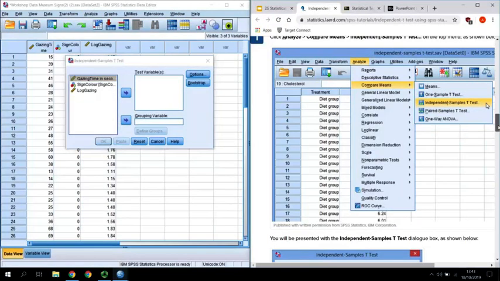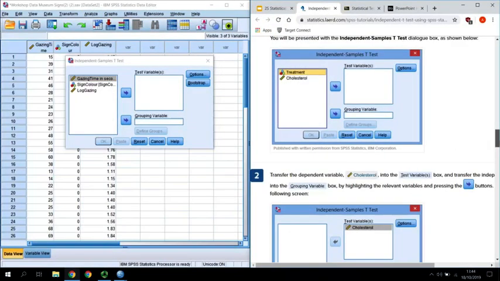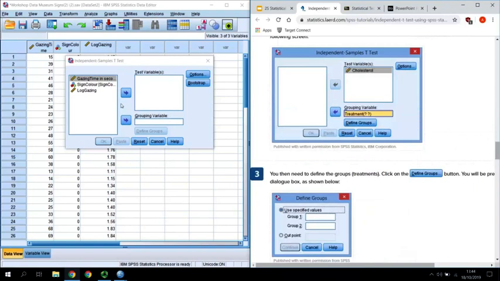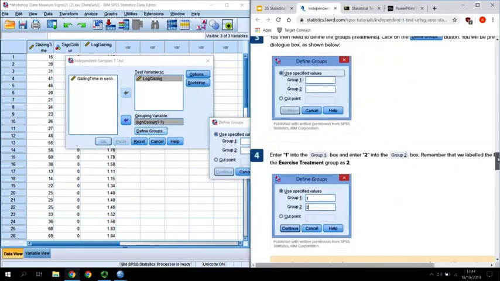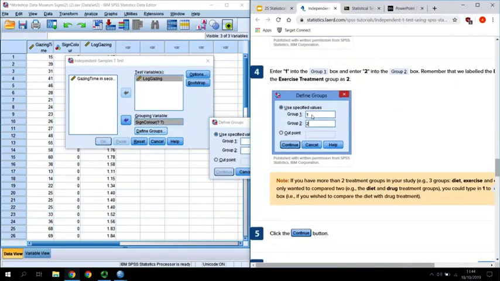If we scroll down on our Laerd guide, it tells us to put in the dependent variable. Now we're going to use our transformed data because that meets the assumption of normal distribution. Put the dependent variable under test variable, then put the independent under the grouping variable. Then it says you've got to click on define groups. In the Laerd example, they've used 1 and 2 to code up their treatment groups.